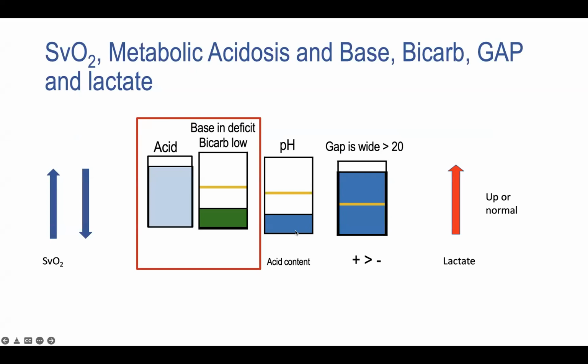The pH may also drop, depends on if the patient's compensating. What's really important is the gap gets wide, the lactate level usually goes up, and your SvO2 may be up or it may be down. If it's down, you're going to use fluids, inotropes, and red cells. If it's up, you're going to appreciate that you have a microcirculatory deficit.